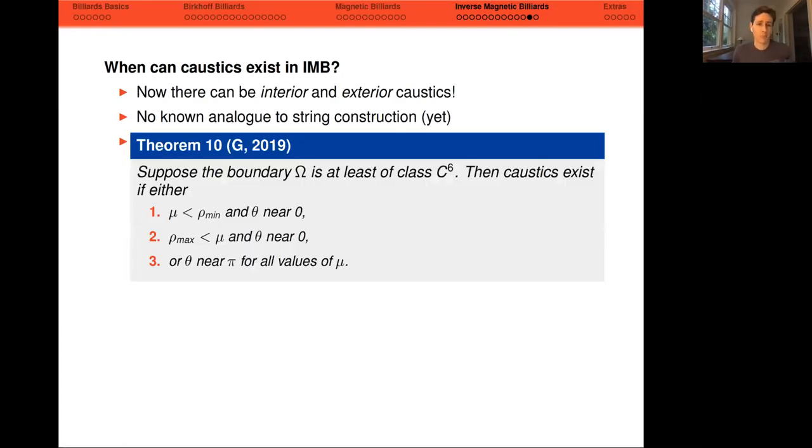Similar to magnetic billiards, we can prove that in the cases when mu is smaller than the minimum radius of curvature, or larger than the maximum radius of curvature, and theta is near 0, then we're going to have caustics. And also, for all values of mu, when theta is very close to pi, like we saw earlier in the circular case, the straight line part of the billiard is doing most of the action here.